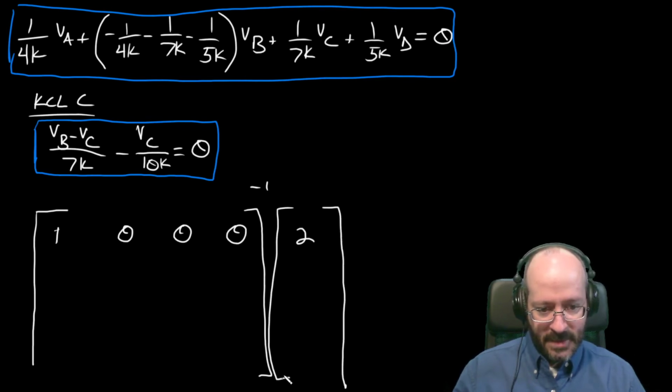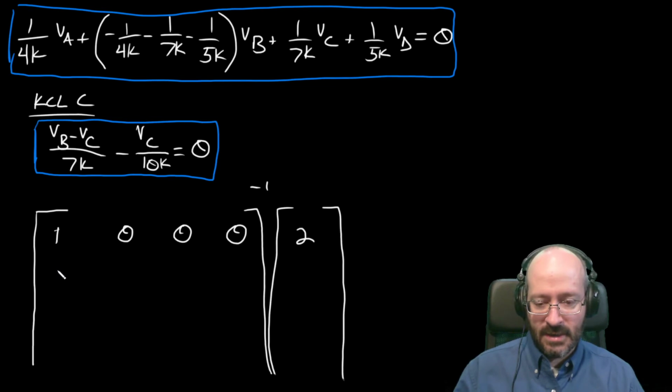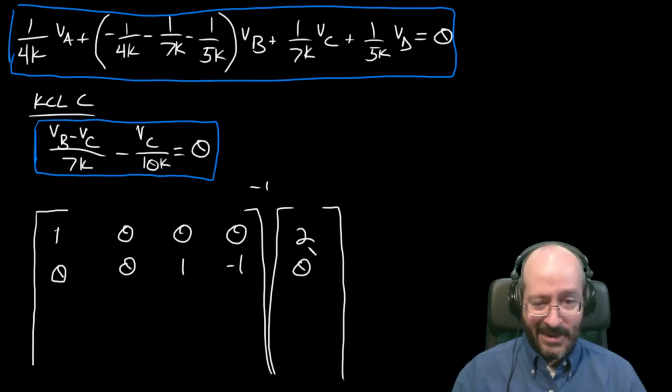Nice and simple for that. I'm not going to end these yet because I don't know how far down I'm going. VC minus VD equals 0 was the next equation, so there's no VA, there's no VB. VC minus VD equals 0. Those were my first 2. Now at least we're on the screen, right?